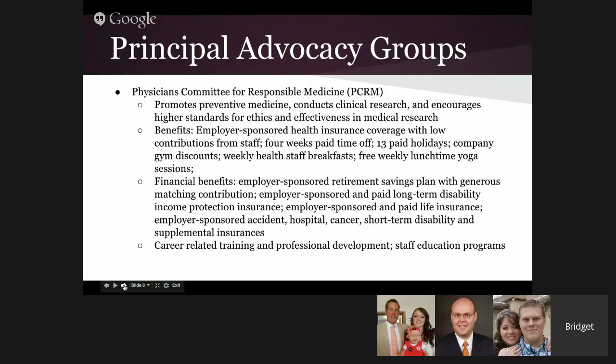The next one is Physicians Committee for Responsible Medicine, or PCRM, and they promote preventative medicine, conduct clinical research, and encourage higher standards for ethics and effectiveness in medical research. Some of the benefits were employee-sponsored health insurance coverage with low contributions. They had 4 weeks of paid time off, and the 13 national holidays are paid as well. They had paid gym discounts and free weekly lunchtime yoga sessions. Financial benefits, they had retirement savings plans and long-term disability and income protection insurance.